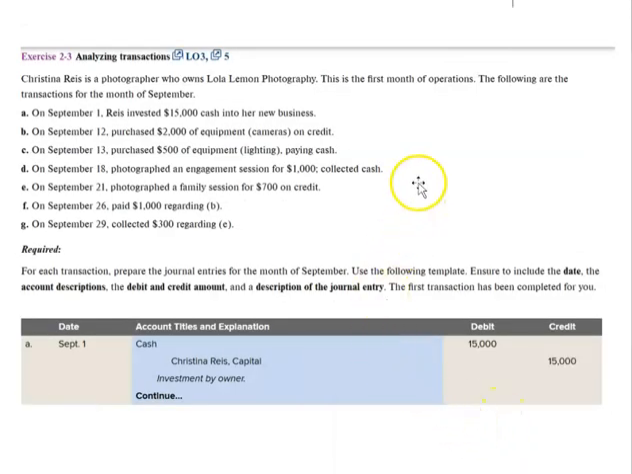Okay, so the next one. On September 18th, photographed an engagement session for 1,000, collected cash. Okay, so photographed. Well, we should have done this at the beginning, but we'll do it now. So Christina Reese is a photographer who owns Lola Lemon Photography. It's her first month of operation, and the following are the transactions.